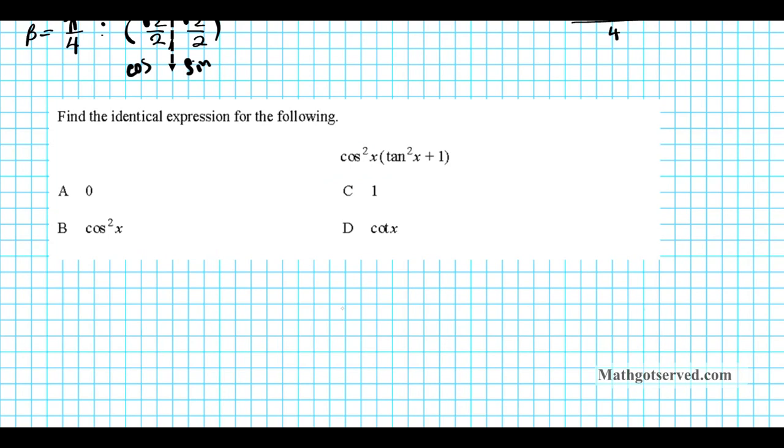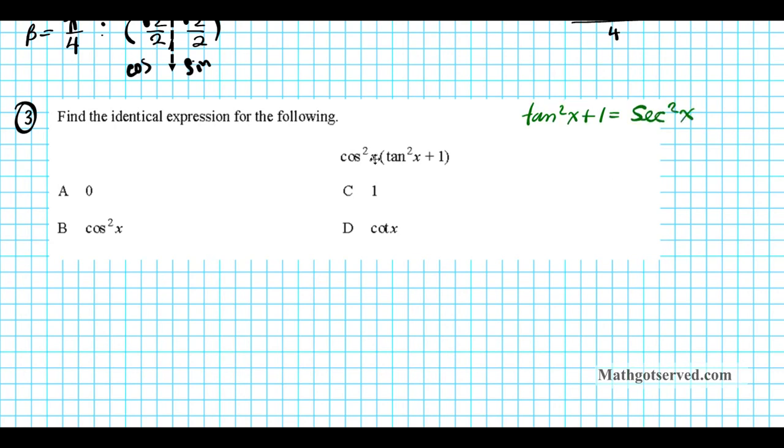All right, let's take a look at question number 3. We're to find the identical expression for the following: cosine square x times tan square x plus 1. So we're going to be making use of multiple identities here. First of all, let's take a look at this identity right here, tan square x plus 1. If you think about your Pythagorean identities, do you remember what tan square x plus 1 is? From the Pythagorean identities, tan square x plus 1 is equal to secant square x.